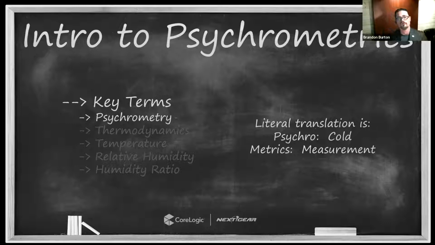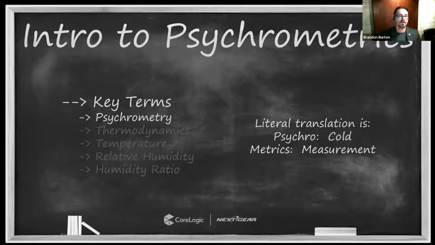The literal translation of psychrometry, if you look into the Latin, is psychro, meaning cold, and metrics, meaning measurement. In other words, psychrometry is measurement. A lot of people say that psychrometry is the science of drying. Psychrometry is not the science. Psychrometry is a ruler. That's all that it is. It's a really funny shaped ruler, and we'll take a look at it, but it's a ruler. That's all that psychrometry is.